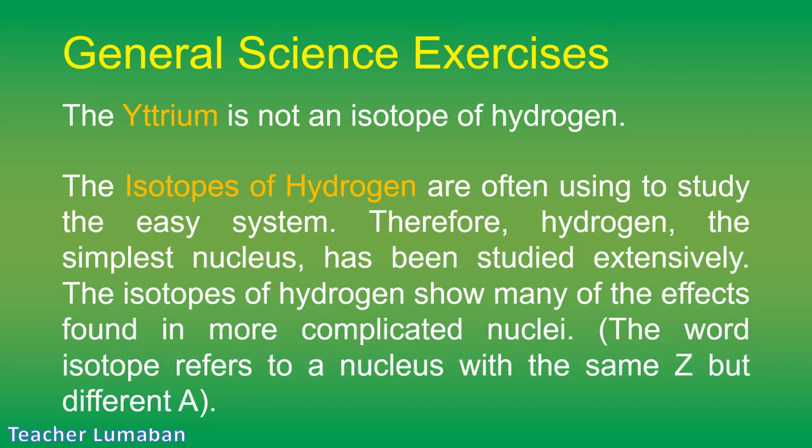The isotopes of hydrogen are often used to study the easy system. Therefore, hydrogen, the simplest nucleus, has been studied extensively. The isotopes of hydrogen show many of the effects found in more complicated nuclei. The word isotope refers to a nucleus with the same Z but different A.